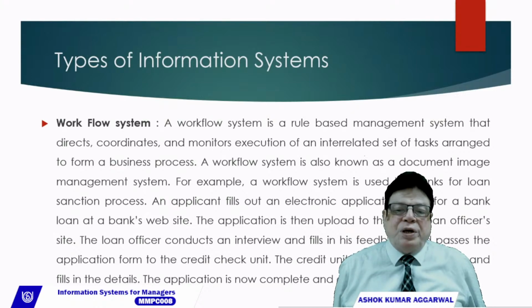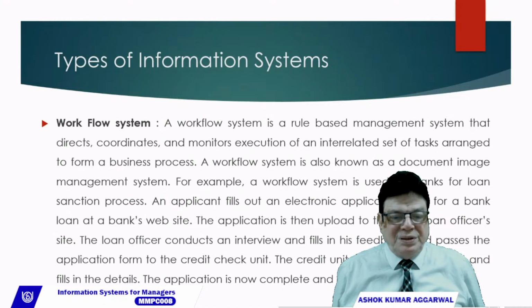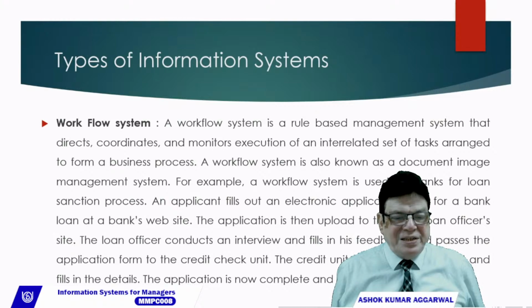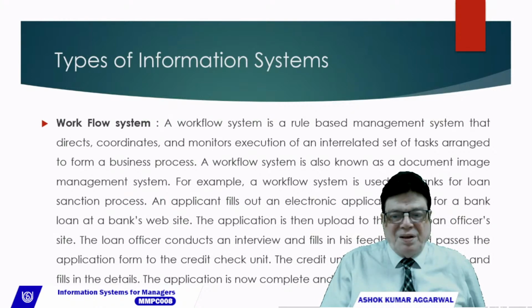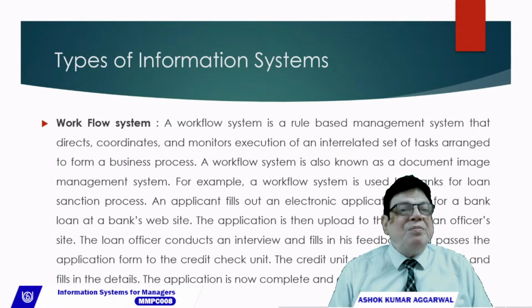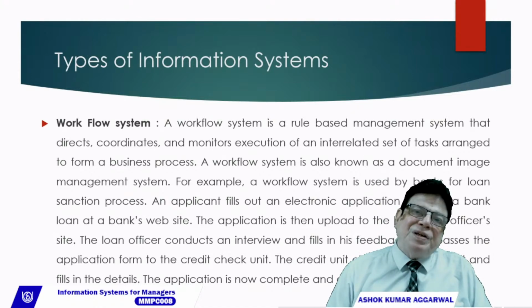An applicant fills out an electronic application form for a bank loan at a bank's website. The application is then uploaded to the bank loan officer's site. The loan officer conducts an interview and fills in his feedback and passes the application form to the credit check unit. The credit unit checks the credit limit and fills in the details. The application is now complete and a final decision is made whether to sanction the loan or not. They will see the CIBIL report of the client. The client should not be a defaulter of any other bank.